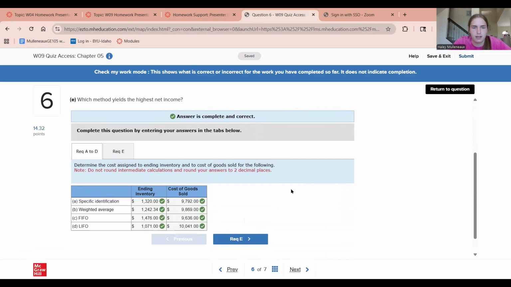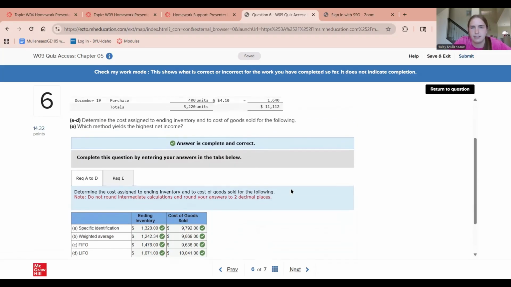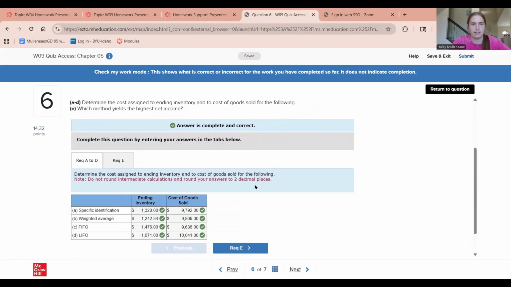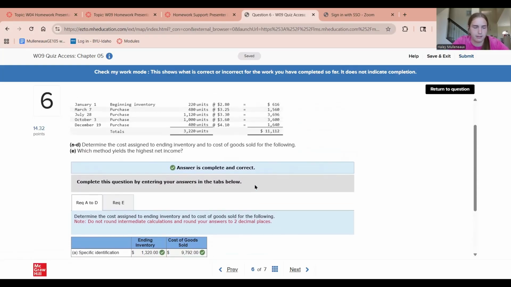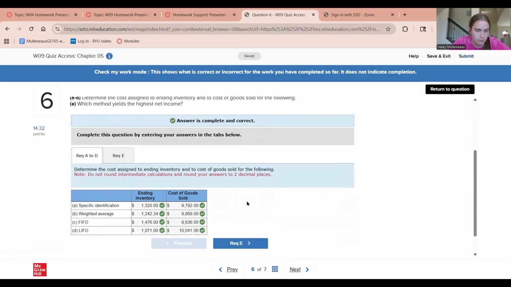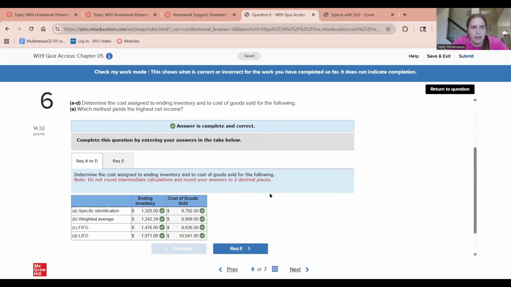And then to find out the cost of goods sold, you do the same exact thing pretty much every time. You take the total value, which is 11,112, and you subtract the ending inventory. So on my calculator, if I do 11,112 minus the ending inventory, which is 1,320, that adds up to equal 9,792, which is the cost of goods sold for specific identification.